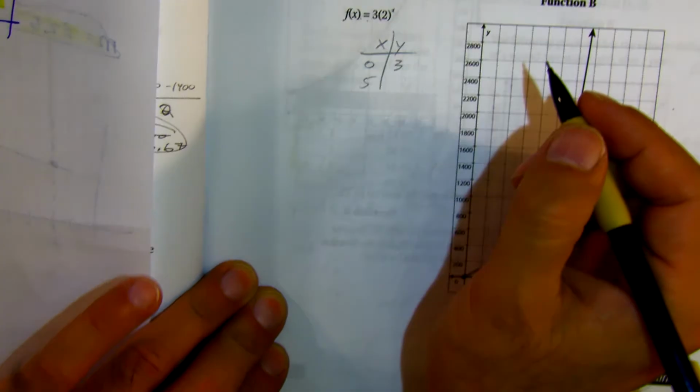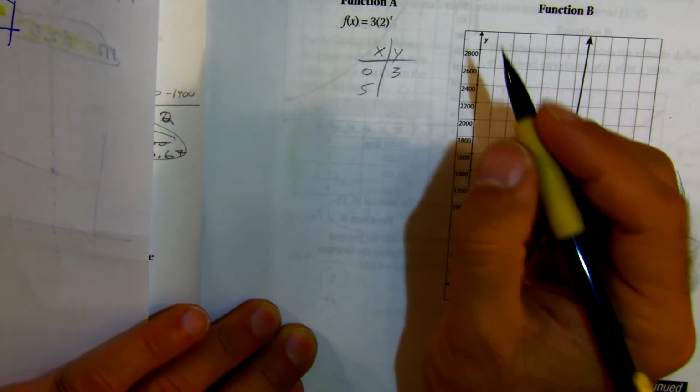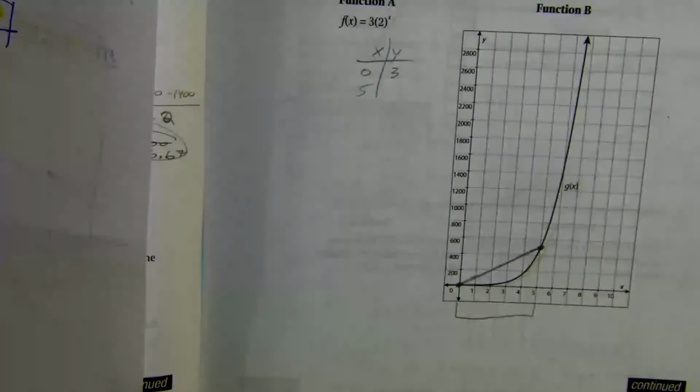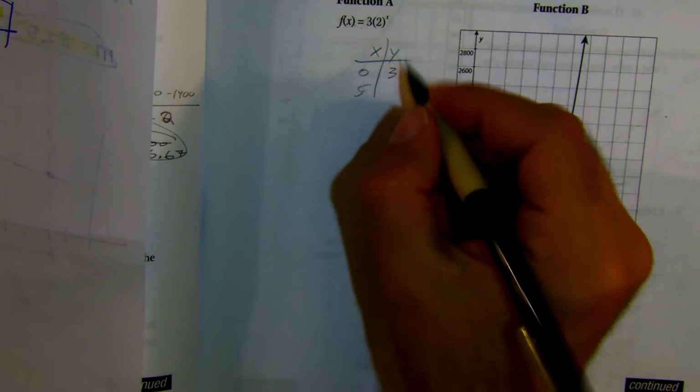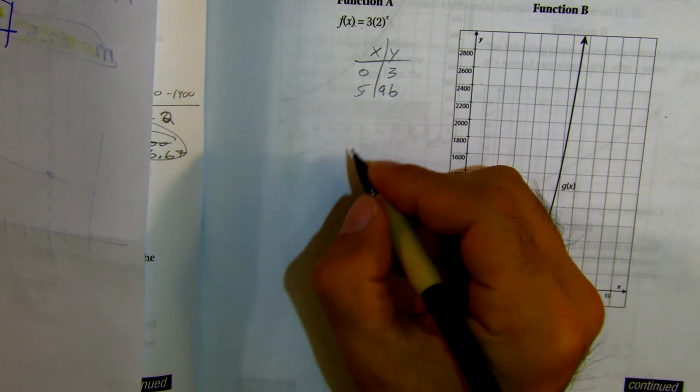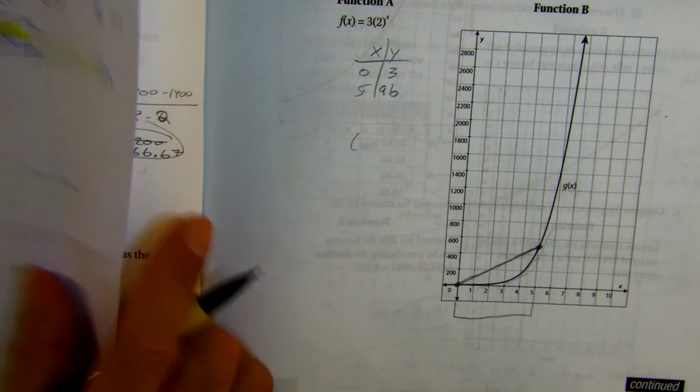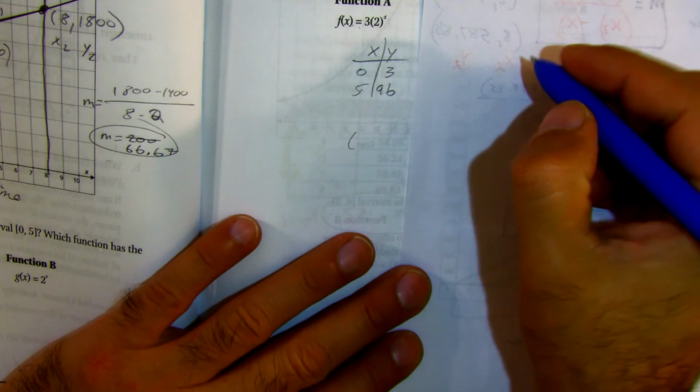You plug in 0 for x, 2 to the 0 is 1 times 3, we get 3. You plug in 5, now I got to do it on my calculator. I plug in 5 right here, 2 to the 5th power. 2 to the 5th power is 32 times 3, 96. All right.